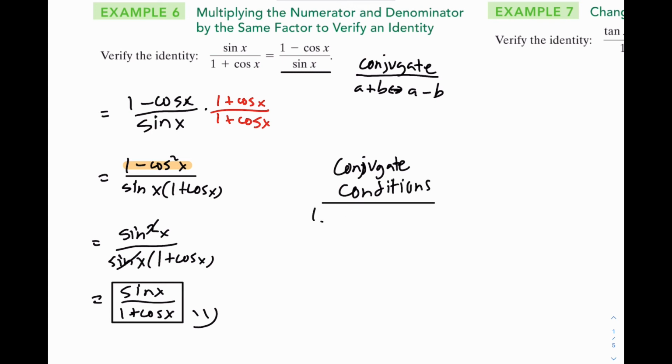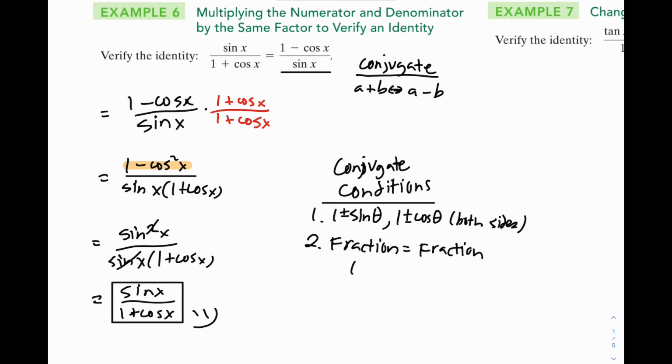So you want both of these things to be true. You want to see 1 plus or minus sine or 1 plus or minus cosine on both sides. And you also want to be in a situation where you have a fraction equaling a fraction. So like box over box equals circle over circle, something like that. If both of these things are true, the conjugate could be a good idea. But again, these are loose conditions. They do work most of the time, but this is not foolproof. It just helps you understand when you should try the conjugate.